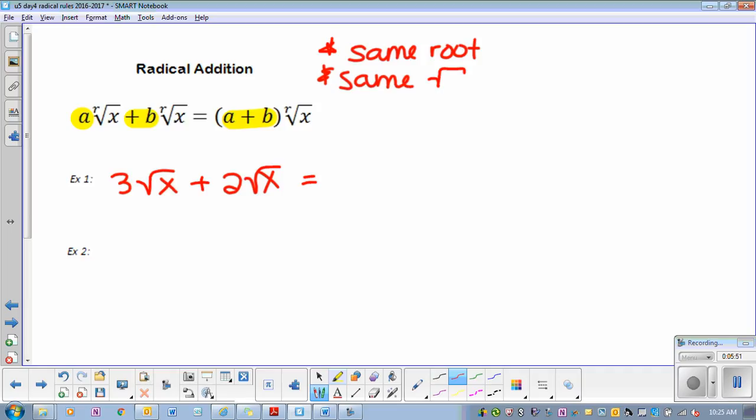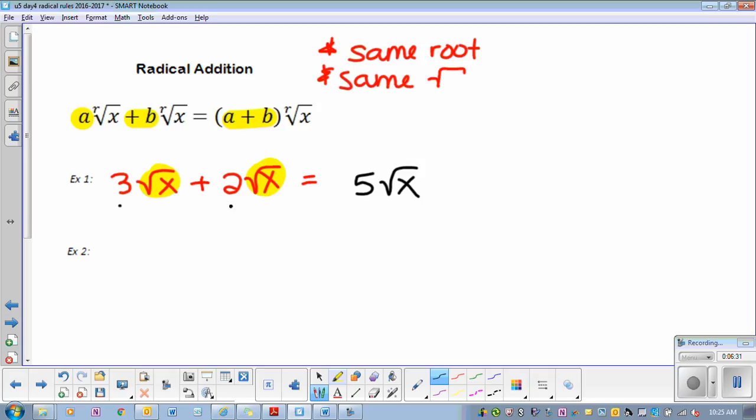Write down this example, please. Are my roots and the radicals the same? Yeah. So then all you're doing is just adding the outside numbers. What's the outside number here? 3 plus 2. What is it? 5. So then 5, and then just copy over that same radical stuff. 5 root x. That's it for the adding. But you can only add if the radicals and the roots are the same.